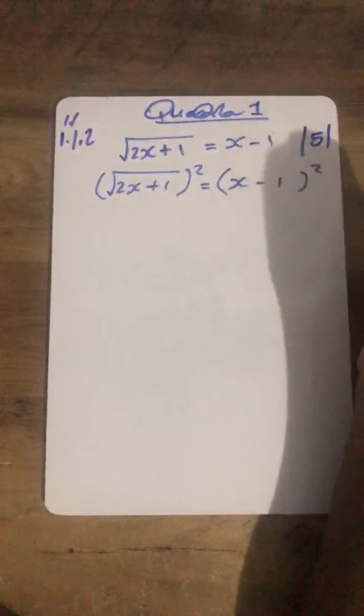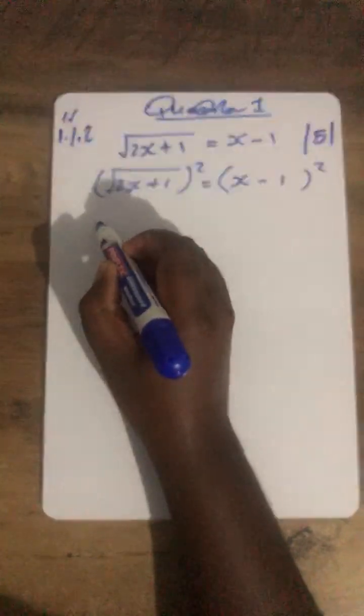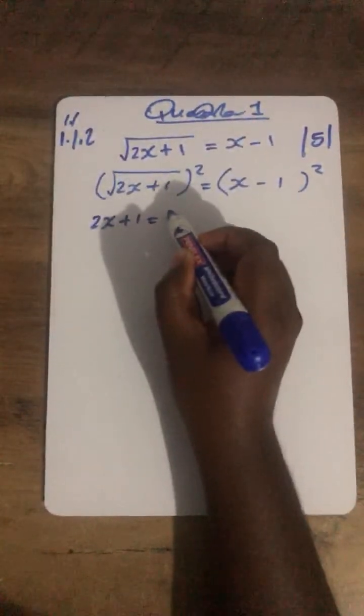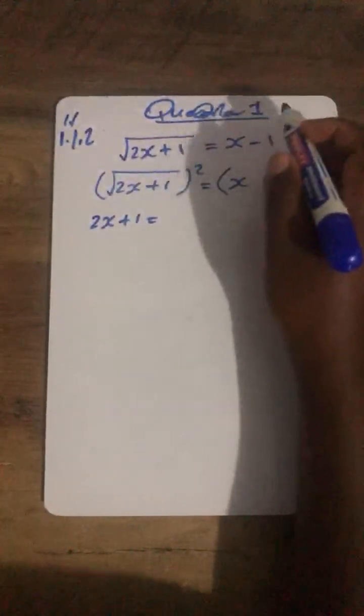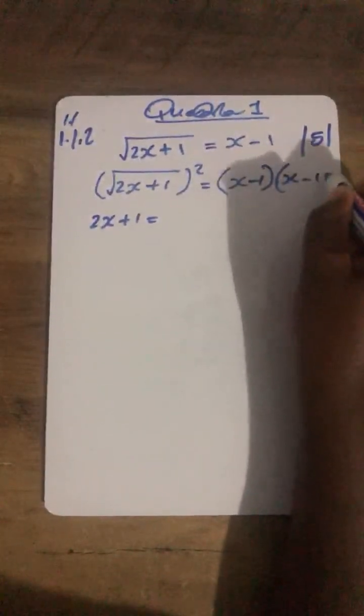This is how you answer. This is how your answer sheet should look. Because you removed the square root, you just remain with that. On this side, squared means two of the same thing. So just for the sake of space, I can just say minus 1 there, and then we still have x.